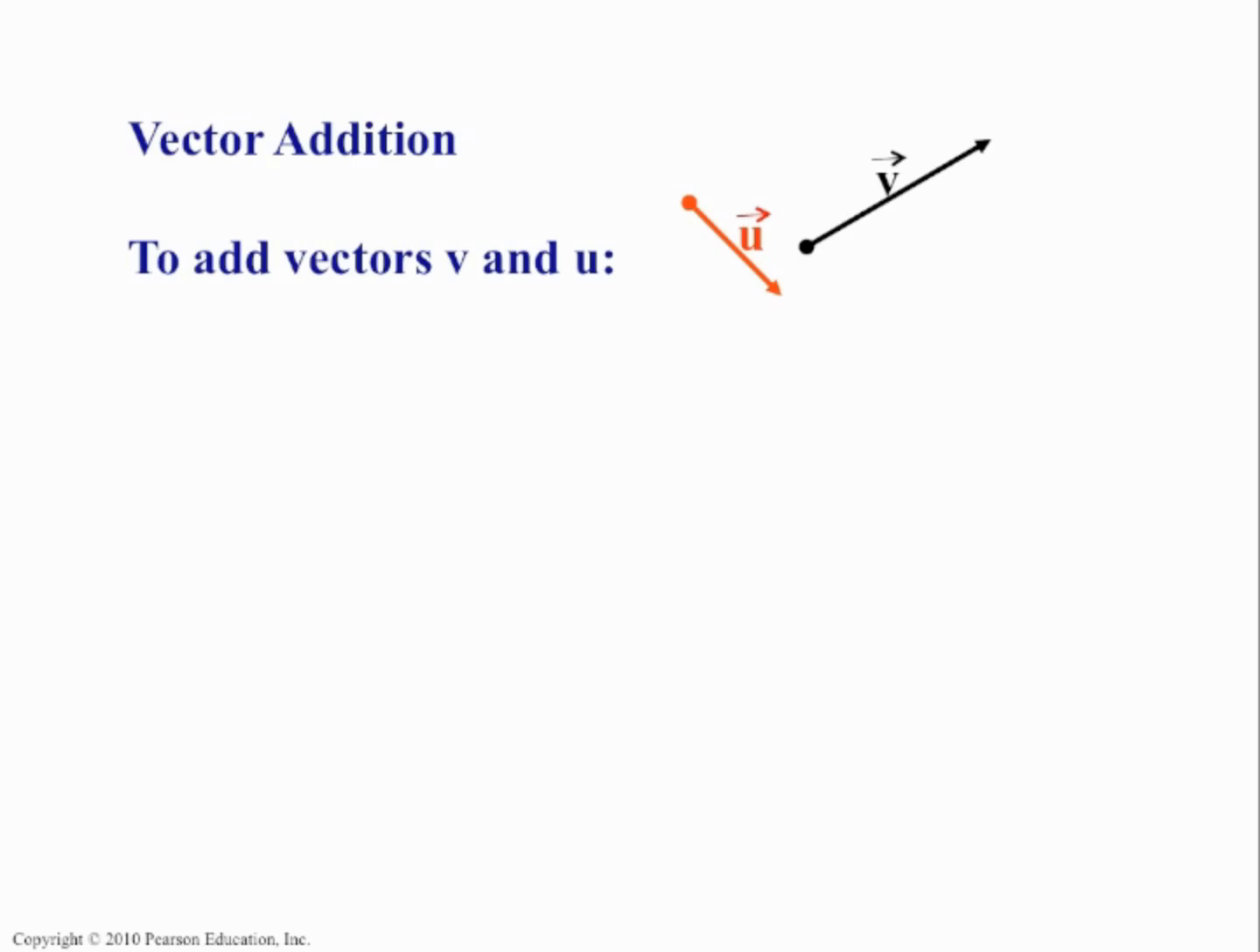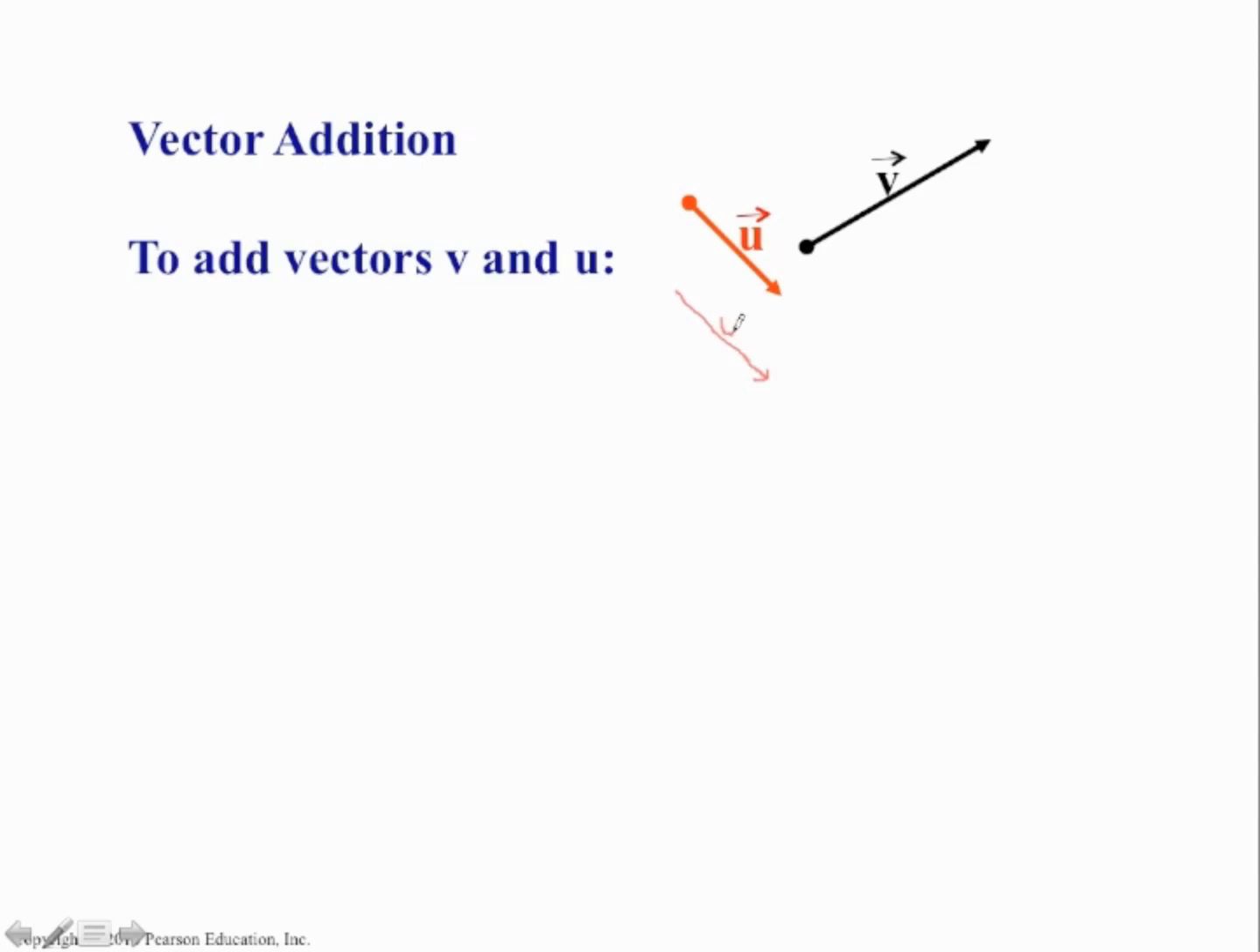Now to add vectors v and u, so we have this red vector u here and a black vector v. And remember that with vectors, it doesn't matter where they are in space. All that matters with a vector is its magnitude and direction. Okay, so going back to a little sketch, if I drew vector u here instead, notice that it's on a different part of the page. However, it has the same magnitude and the same direction, so it's considered the same exact vector. Okay, it's still vector u.